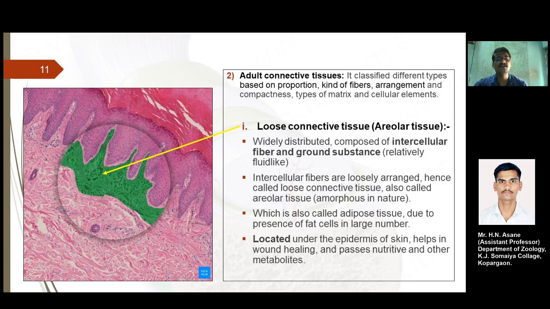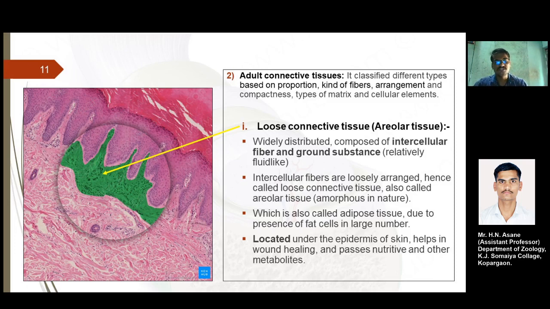So the first type of adult connective tissue is the loose connective tissue. It is also named areolar tissue. It is widely distributed, composed of intercellular fibers and ground substance. The ground substance is a relatively fluid-like substance, as we have seen in the last slide itself. The intercellular fibers are loosely arranged, hence it is called loose connective tissue. The intercellular fibers of the loose connective tissue are not so compact or rigid.